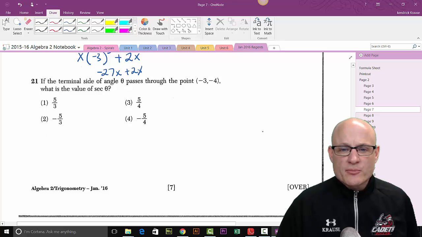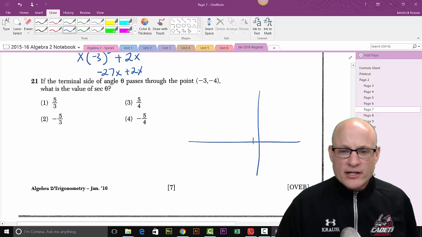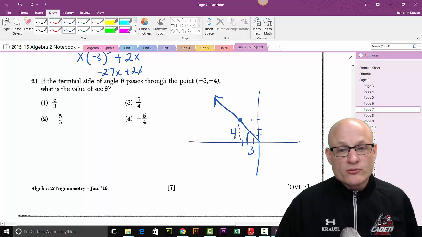If the terminal side of the angle passes through the point, let's plot that point, -3, 4. There it is, the terminal side of my angle. So you have to do it with a reference angle. I'm talking about this angle. Don't forget to make a triangle. So this is 3, this is 4, and you should know this is 5.